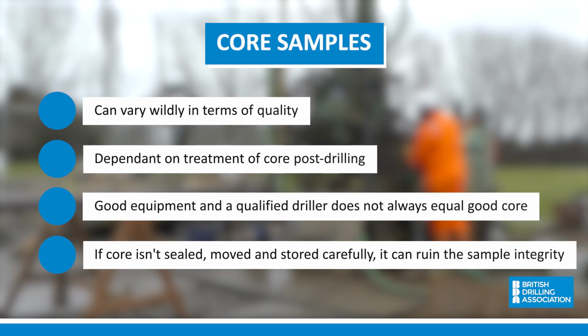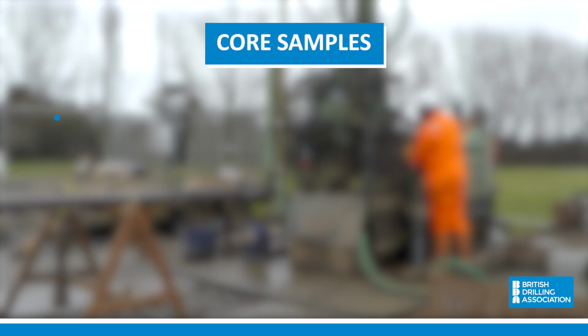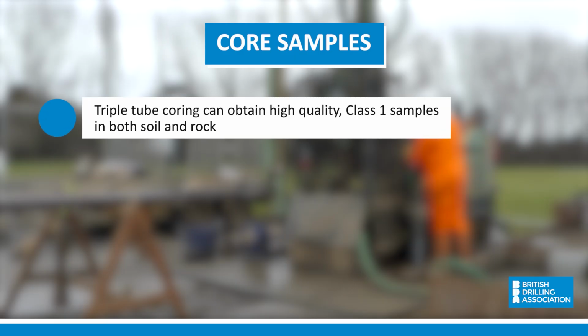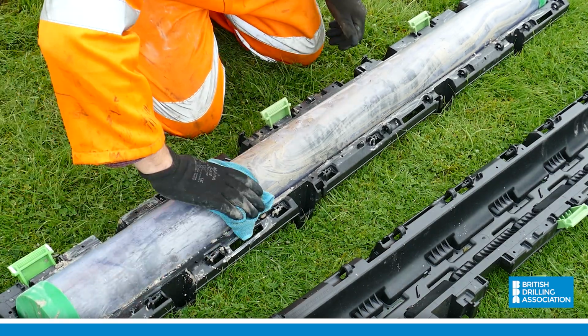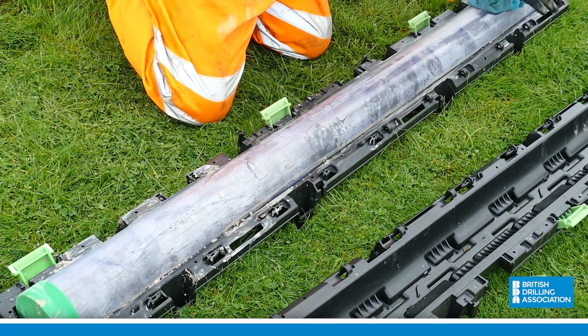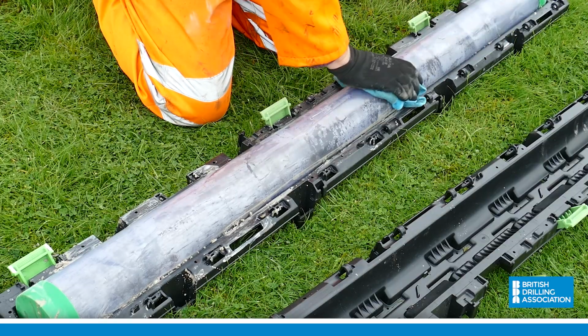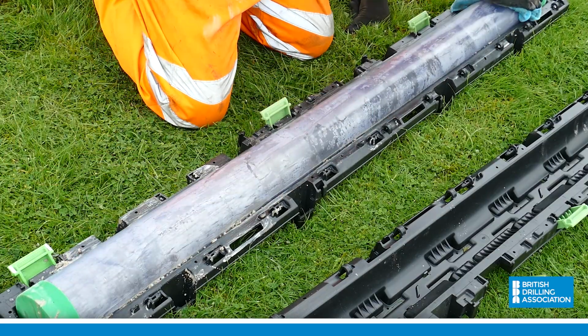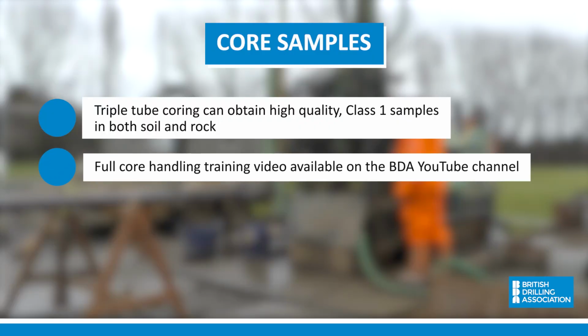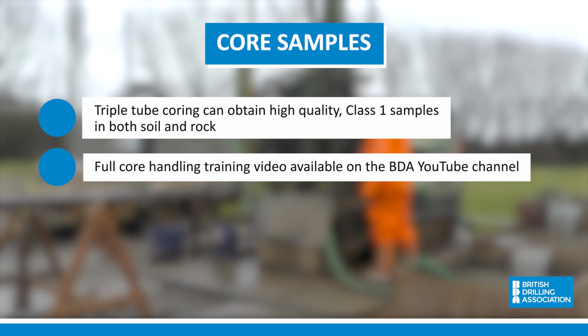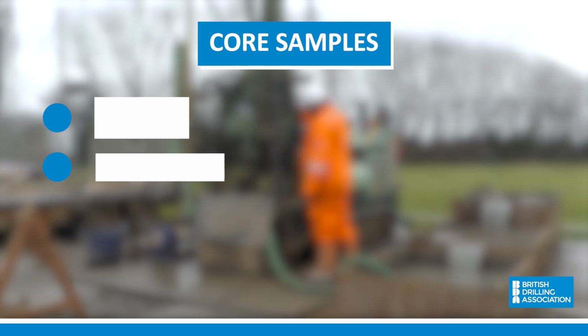Samples obtained using triple tube coring barrels can obtain high quality Class 1 samples from both soil and rock. To maintain this sample quality, these cores must be placed in suitable core boxes, sealed and labelled accordingly. More details on core handling can be found in the BDA core handling training video available on the BDA YouTube channel.